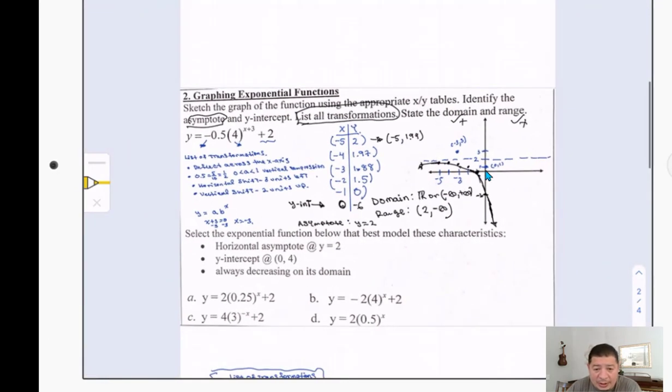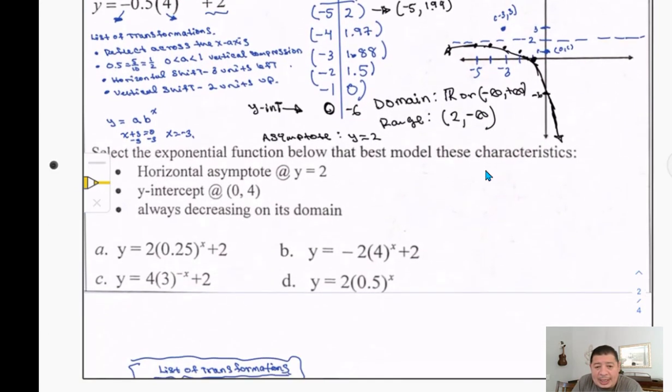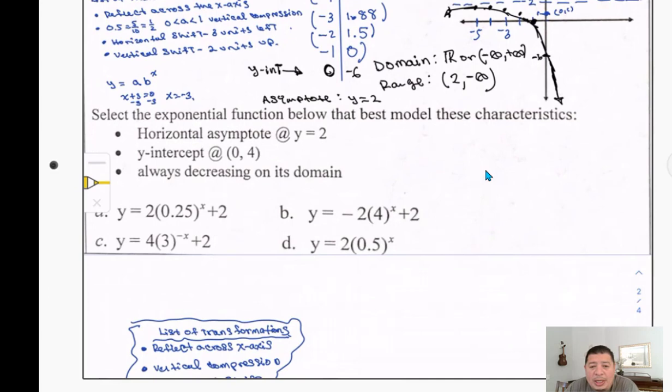Now let's go ahead and move on to the second problem. Second problem is actually a lot easier. Let's go ahead and read it. It says, select the exponential function below that best models these characteristics. And it goes on to say it has to have a horizontal asymptote where y is equal to 2.